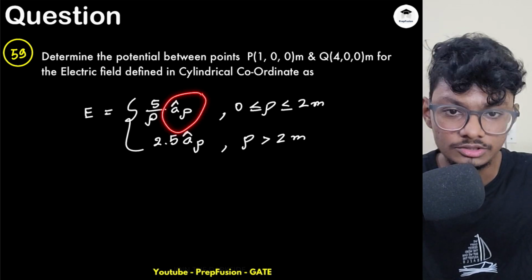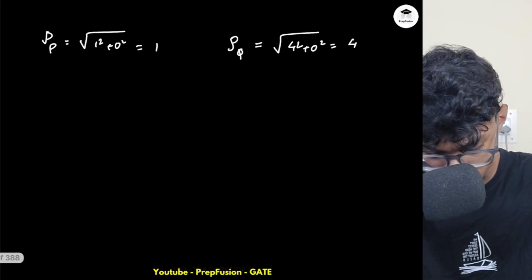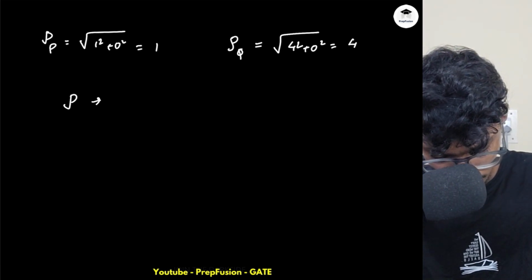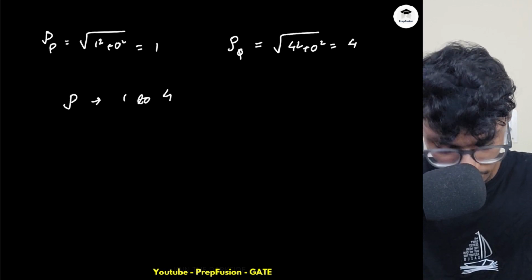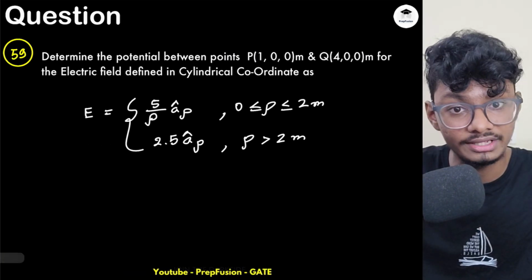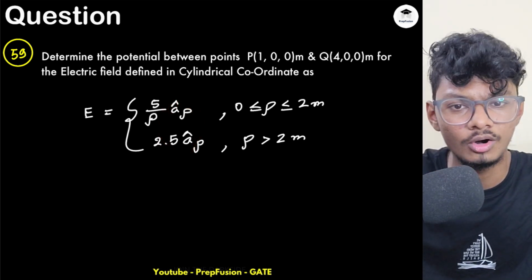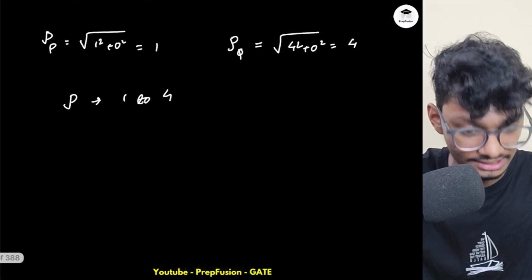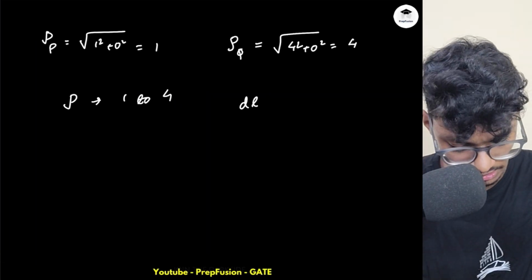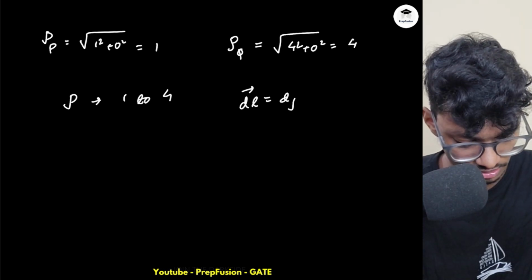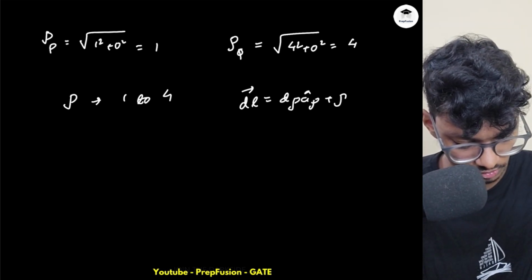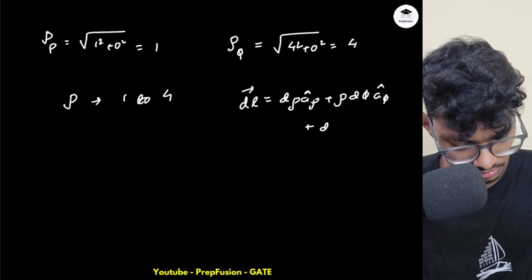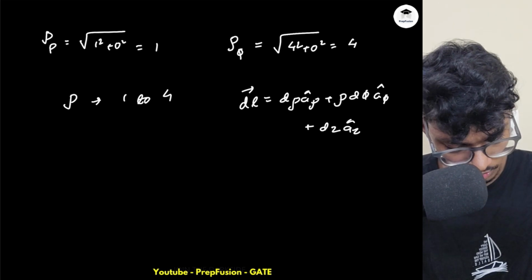is only in the rho vector, so I have to only take care of the rho limits. So rho is changing from 1 to 4. Okay, so things become simpler. This is what you have to think in the examination hall. This is only in the a rho cap direction, so I will not take care of the other directions like a phi and a z, because my DL vector in cylindrical coordinates is d rho a rho cap plus rho d phi a phi cap plus dz az cap. But I will not take care of this. Why?